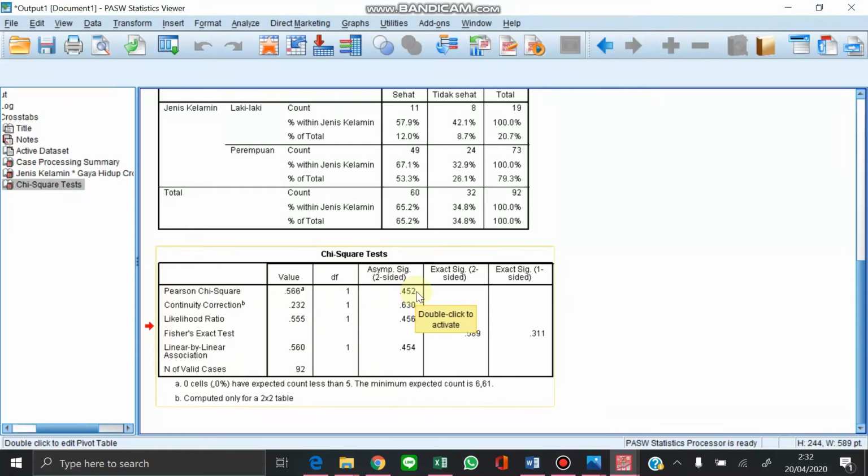Based on the result of the bivariate analysis test between the gender variable and healthy lifestyle, the significance found is 0.4452, greater than 0.05. There is no significant relation between the two variables.